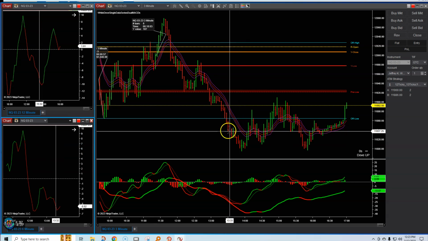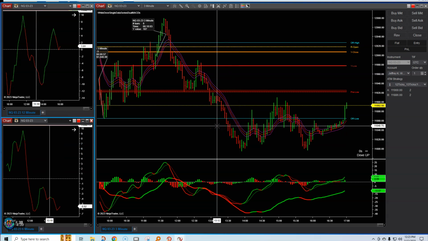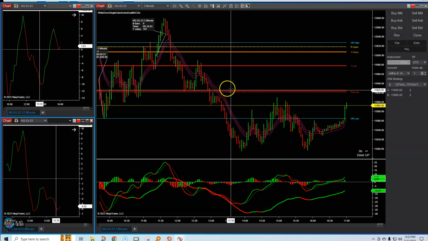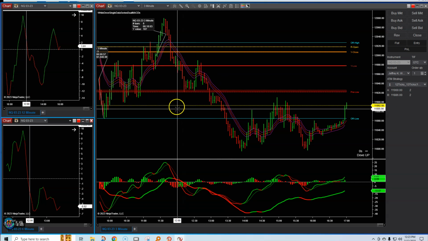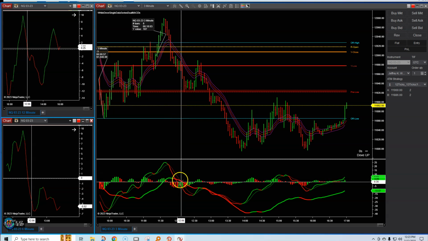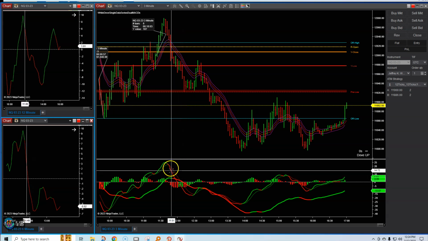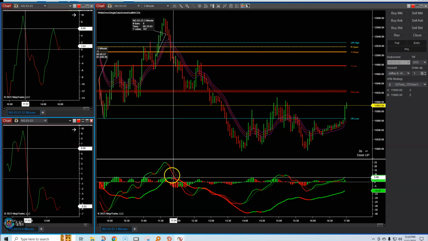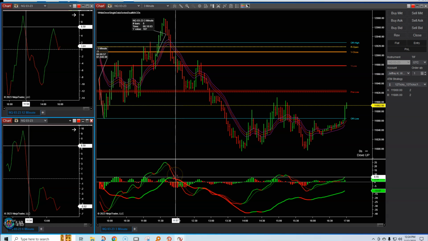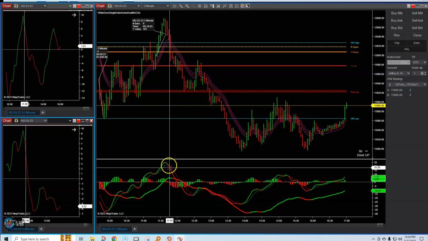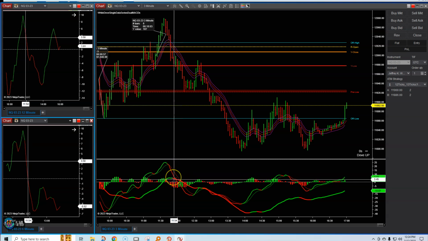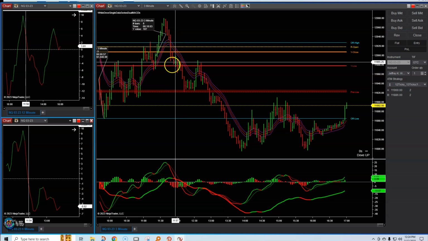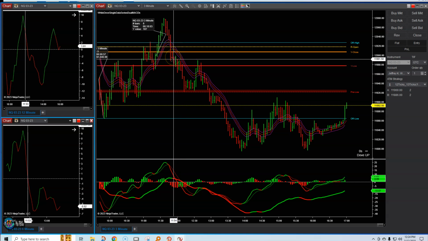Okay. Now, the other thing I wanted to show you has to do with entering a trade and maybe managing your risk. What I like to see is a confluence of my fast and slow MACDs down here. And so you can see that the fast MACD is red, and then finally the slower MACD is red there, so that would suggest a place to enter.